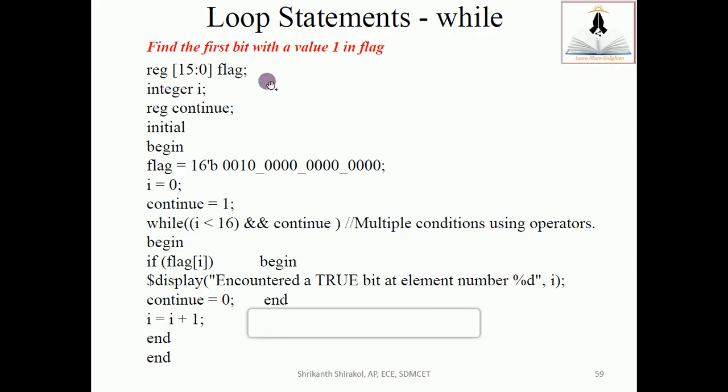Now we have one more code for the loop statement, the while statement. Here the problem statement goes like this: find the first bit with a value 1 in a flag. Here we are defining a flag register of 16 bits. I'm defining integer i just for indexing purposes. I'm defining a continue register, continue.